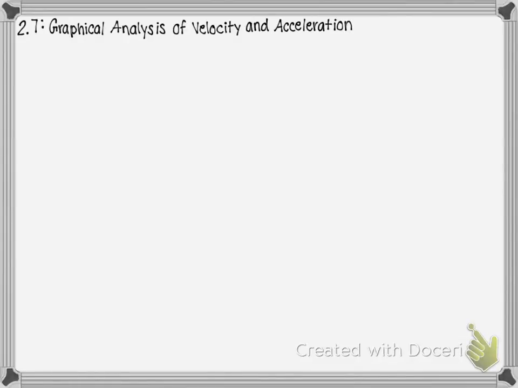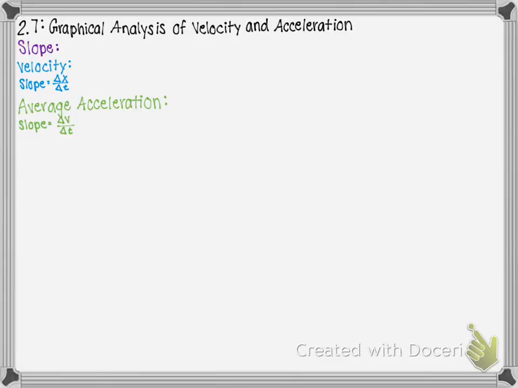Chapter 2, Section 7 is on the graphical analysis of velocity and acceleration. The way you would find velocity and acceleration in a graph is by finding the slope. When you find slope, you do the change in y over the change in x, and that slightly varies for velocity and acceleration. For velocity, the change in displacement represents the y, and the change in time represents the x. For average acceleration, the change in velocity represents the y, and the change in time represents the x.